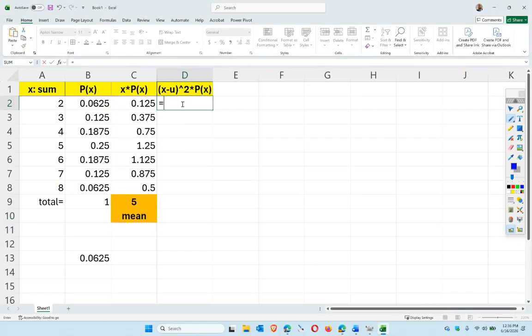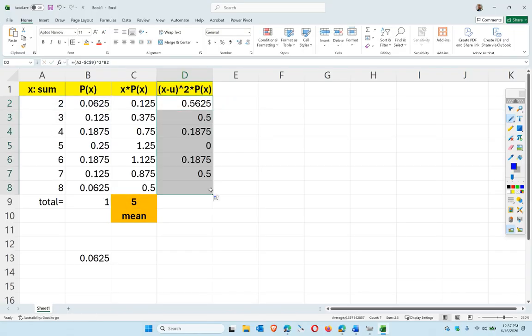Okay, the next one takes a little bit of work, because it's x minus mu, which is the mean, to the second power, times p of x, which is right here. The problem is, if I drag this down, it's not going to work. Notice what happens when I drag this down. It's using this box down here, so it changed the C, because it's no longer C9. I need to make sure I use dollar signs, because the A and the B columns are going to change as they go down, but this 5 is not going to change. It's going to be 5 every single time.